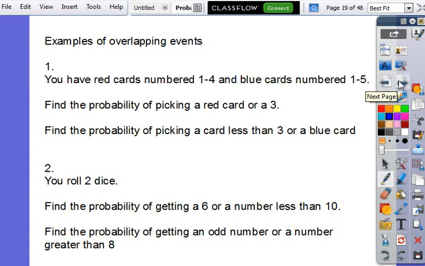All right, if I want to look at these, it says I have 4 red cards, 1 through 4. And then blue cards, 1 through 5. All right, so that's what I'm looking at to start with.